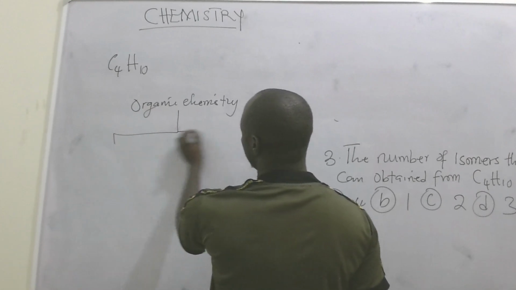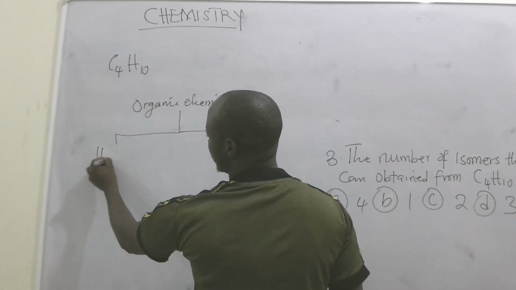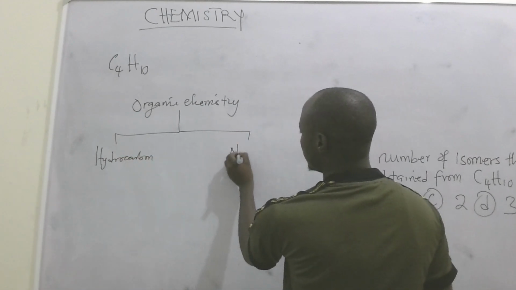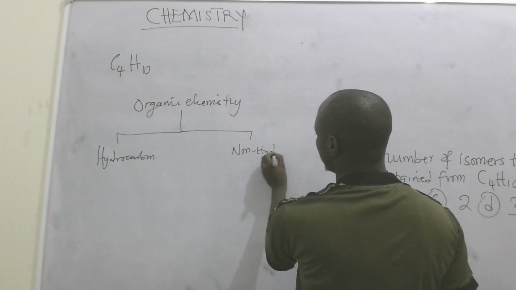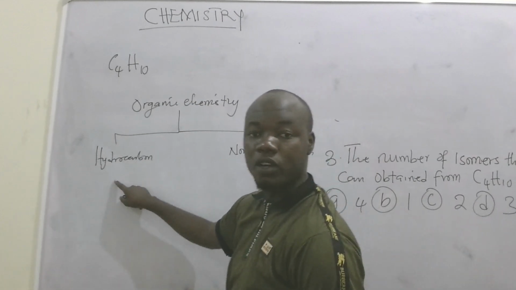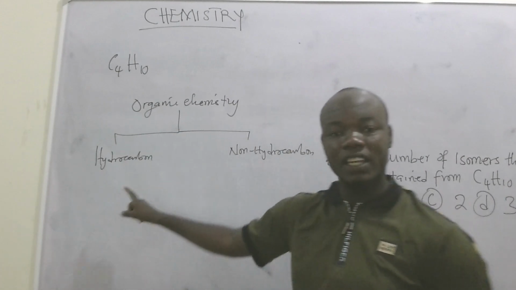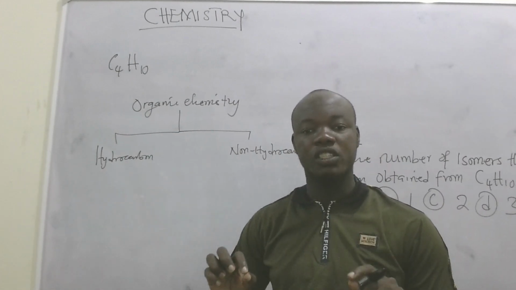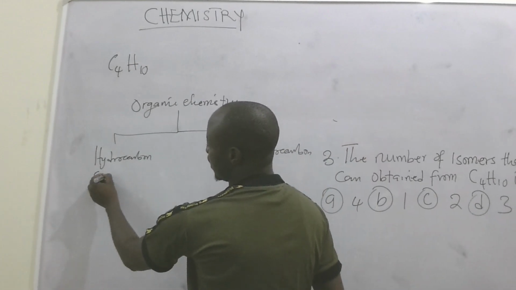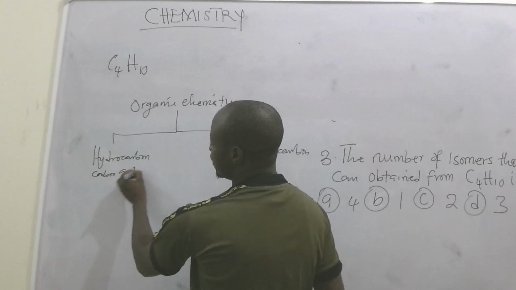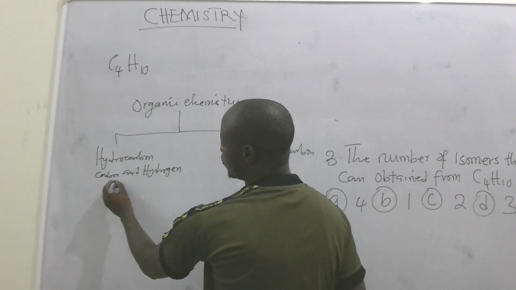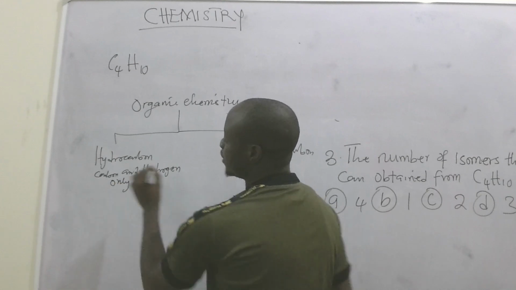Organic chemistry is divided into hydrocarbon and non-hydrocarbon. When we say hydrocarbon, it means a compound that contains carbon and hydrogen only. That is hydrocarbon.